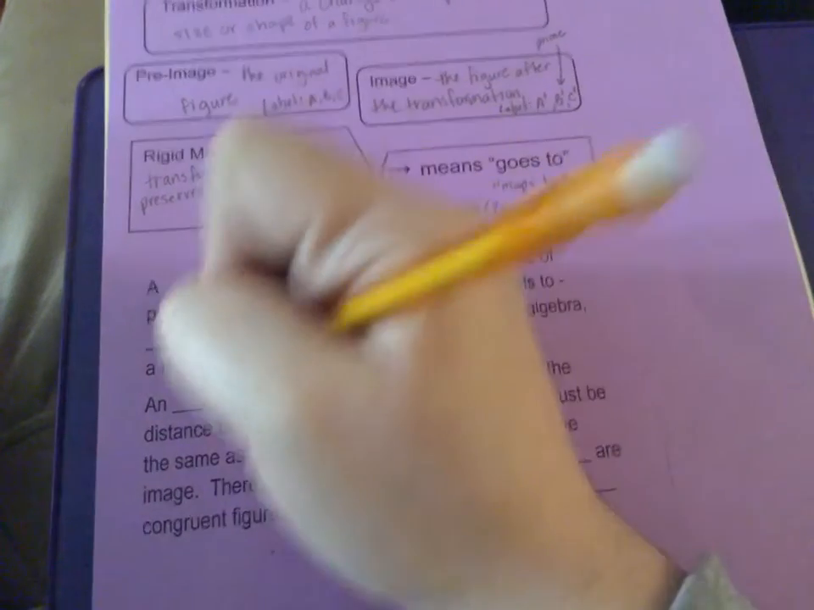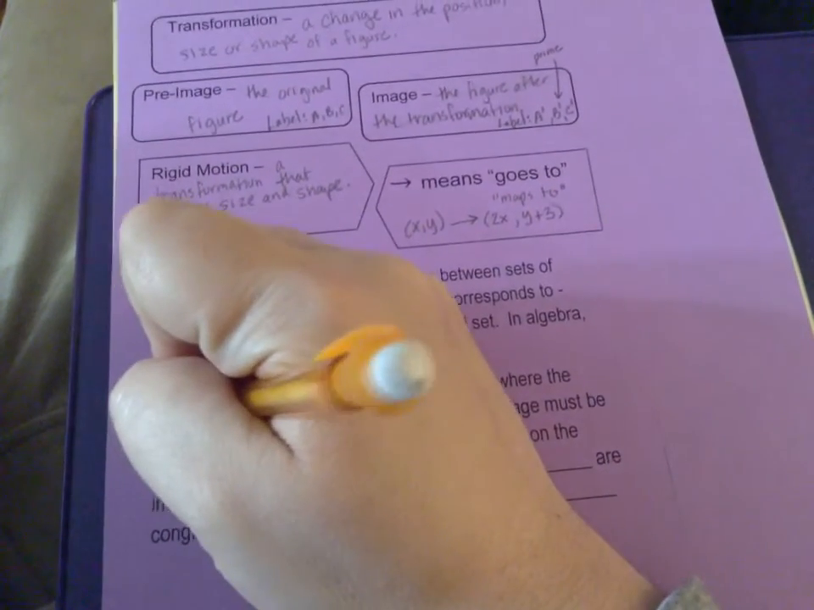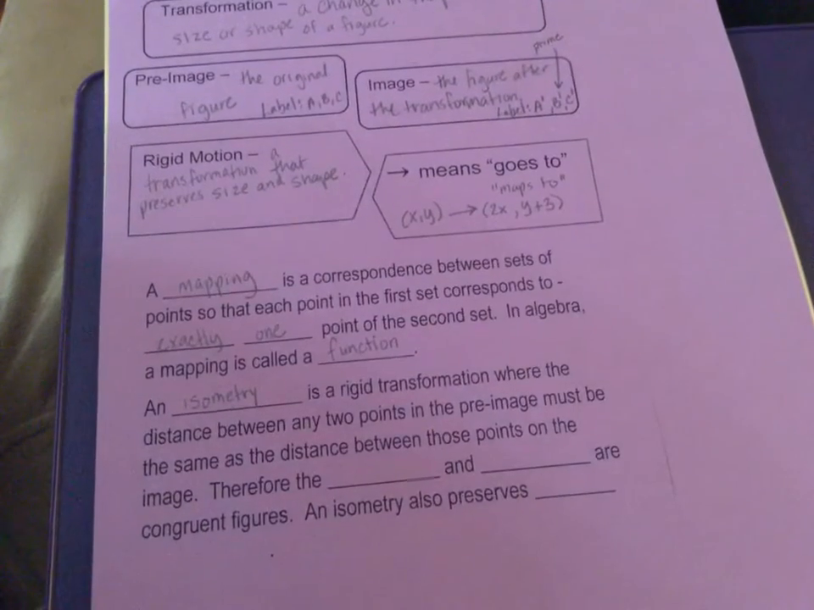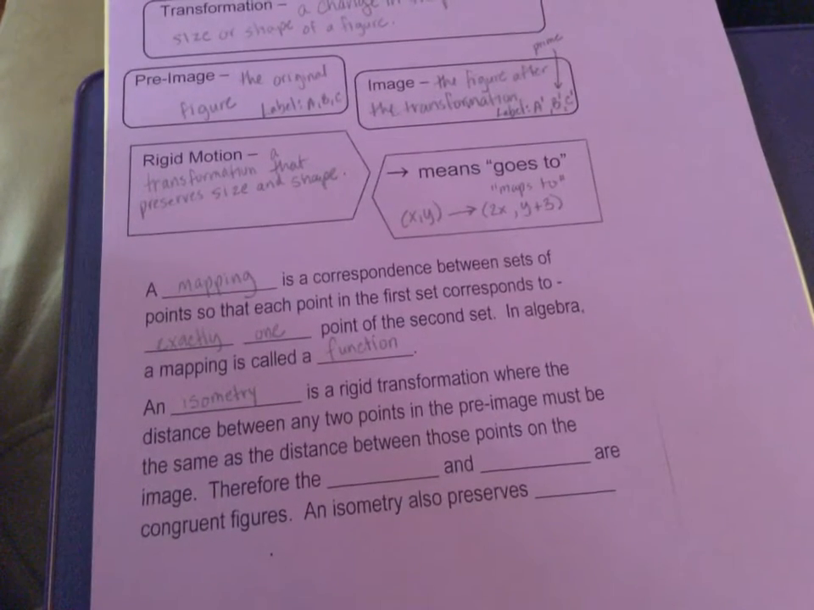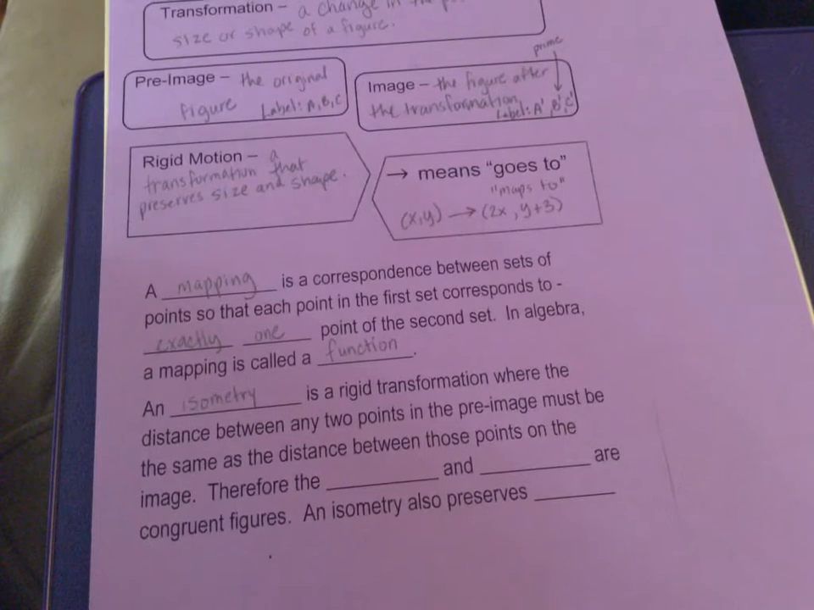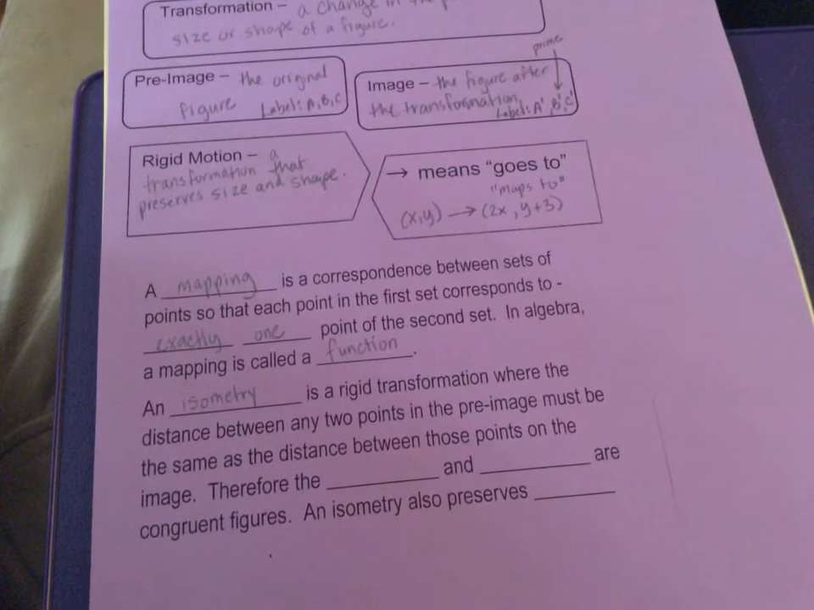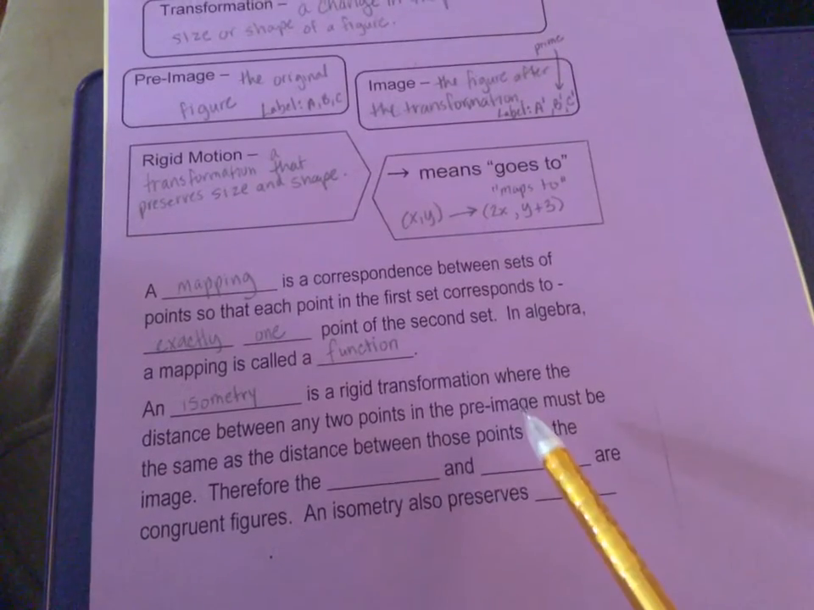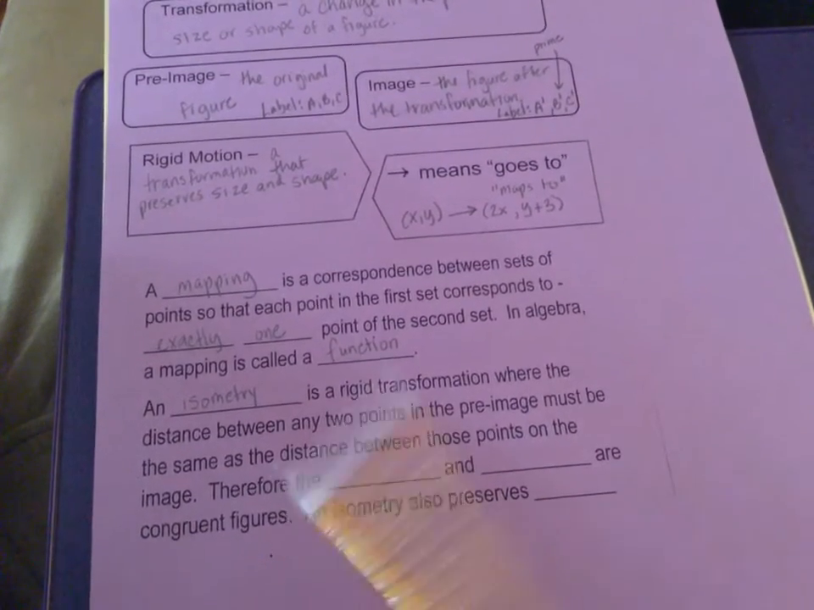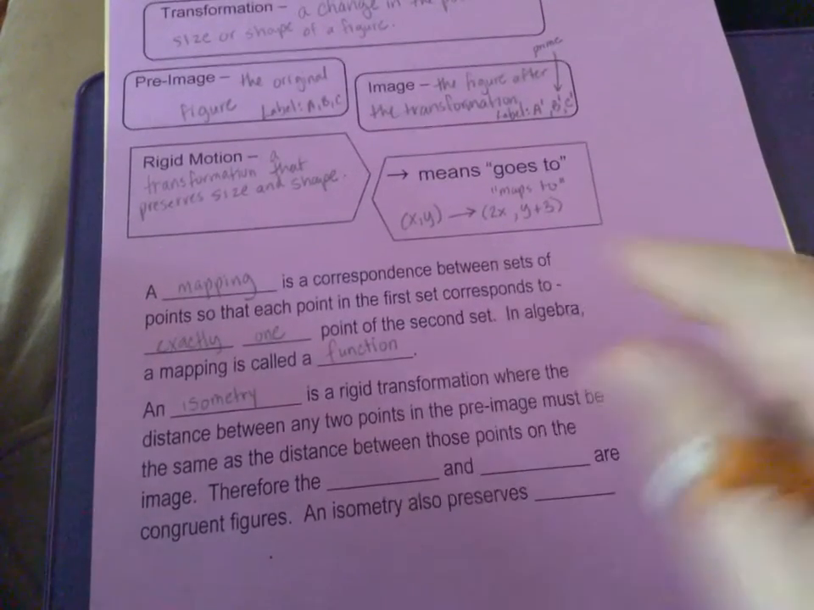An isometry, it's probably a new word for you, is a rigid transformation where the distance between any 2 points in the pre-image must be the same distance between those points on the image. So that means however far apart they are in the pre-image, they're going to be the same distance apart in the image. So everything is staying in the same relation to another point.